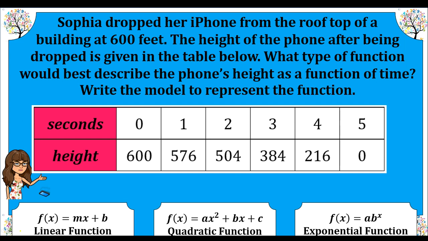Okay, here's our first example. Sophia dropped her iPhone from the rooftop of a building at 600 feet. The height of the phone after being dropped is given in the table below. What type of function would best describe the phone's height as a function of time? And then we're going to write a model to represent. So first, let's just find the first difference. Let's see what we get here.